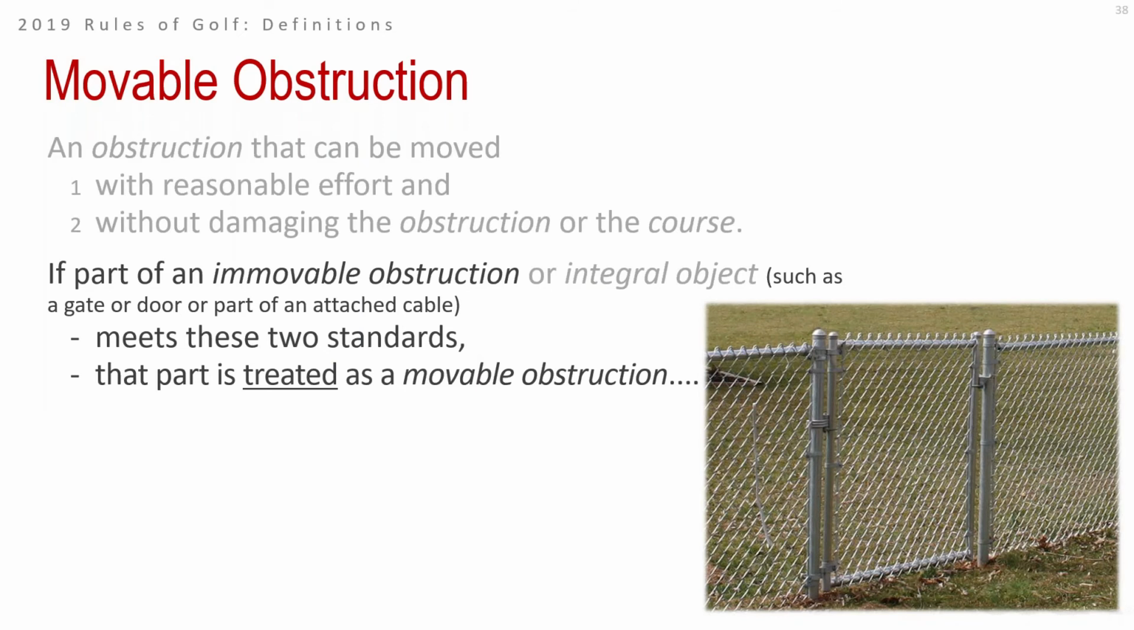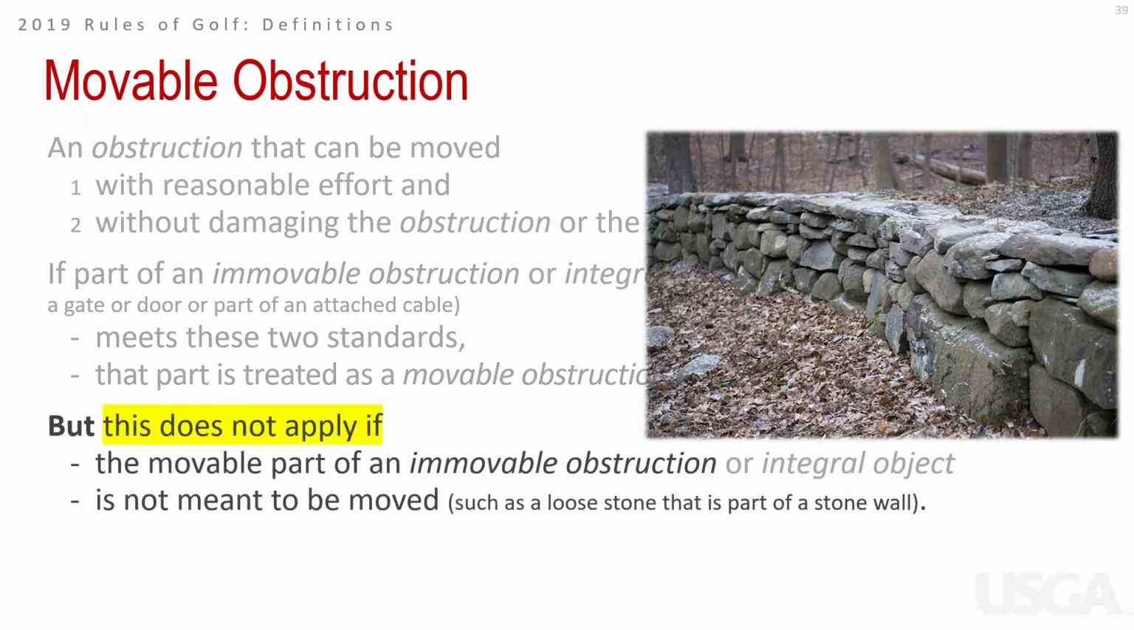If part of an immovable obstruction, such as a gate or door of an attached cable, meets two standards, again, that part is treated as a movable obstruction. However, this does not apply if the movable part of the movable obstruction is not meant to be moved. So here you kind of see a stone wall. The stone wall has multiple pilings of stone. The idea is you're not allowed within the rules to remove multiple stones of this wall to make that object movable, or to make an immovable obstruction.